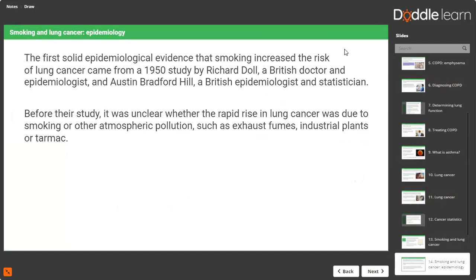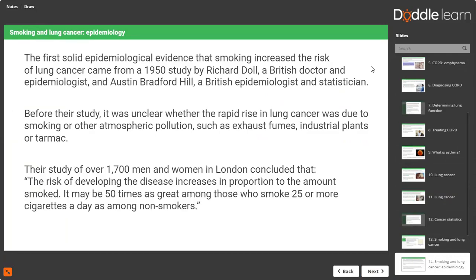Before their study, it wasn't clear whether the rapid rise in lung cancer was due to smoking or other atmospheric pollution, such as exhaust fumes, industrial plants, or tarmac, because they were all in huge increases at the same time. So their study of over 1,700 men and women in London concluded that the risk of developing the disease increases in proportion to the amount smoked.